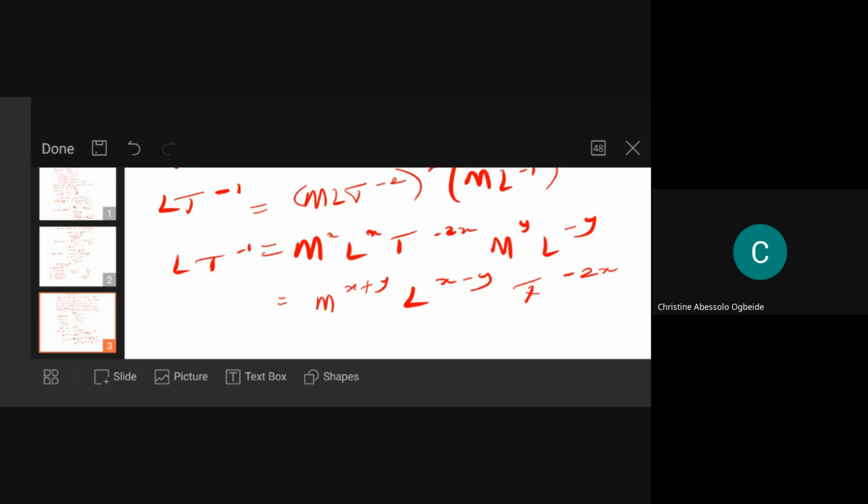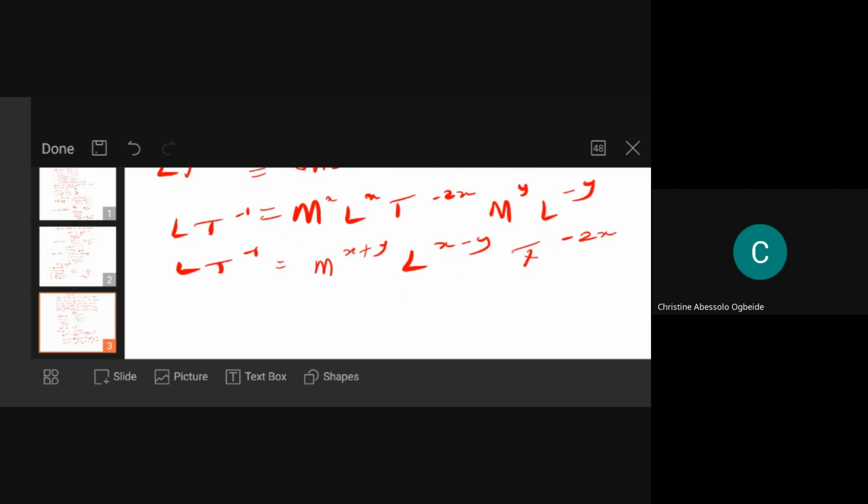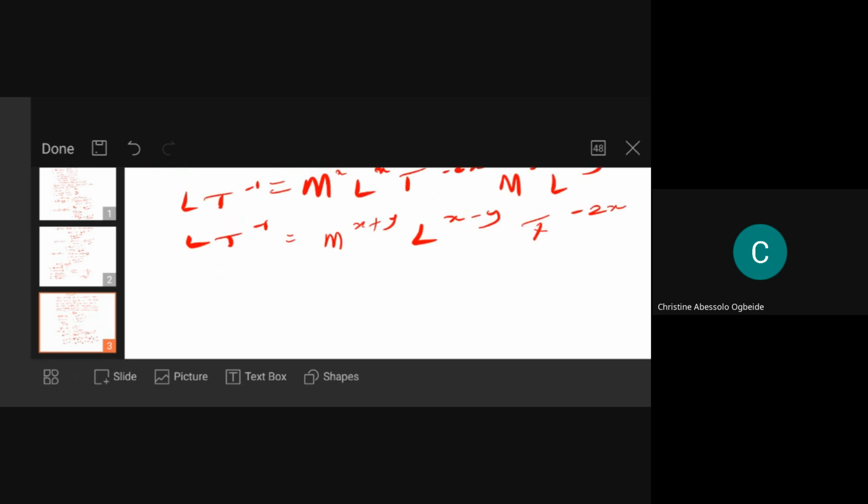Remember everything here is equal to LT raised to power minus 1. I can choose to multiply the left hand side of this equation by 1. If you multiply something by 1, it doesn't change the equation at all. But I want to write that 1 in a special way so that it will help me solve this problem. Remember that anything raised to power 0 is 1, so M raised to power 0 is equal to 1.